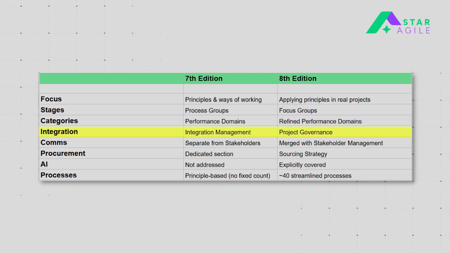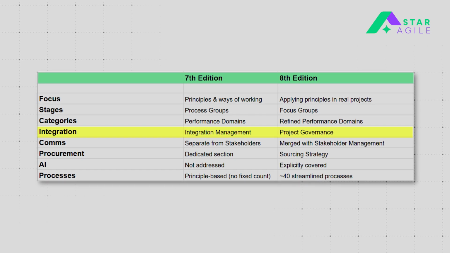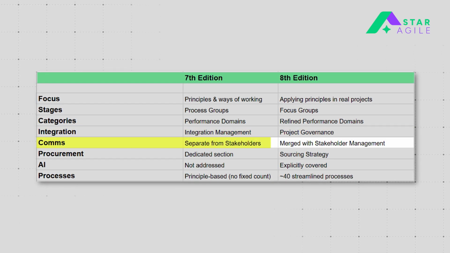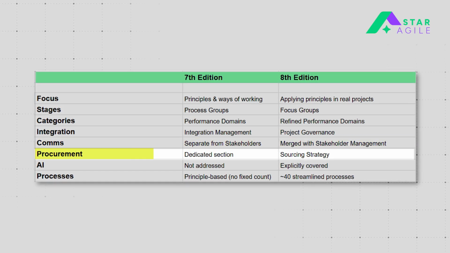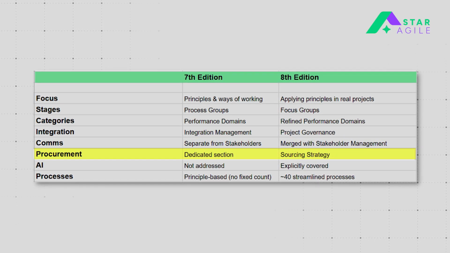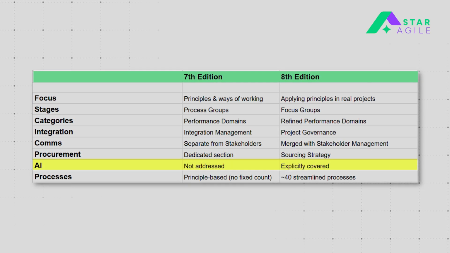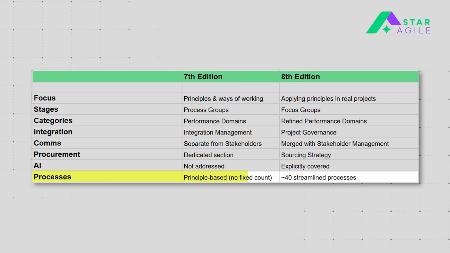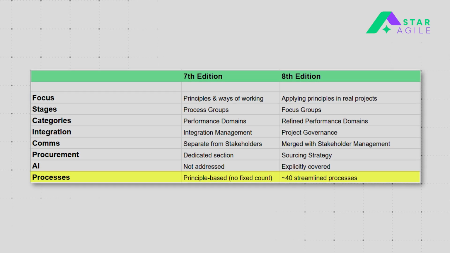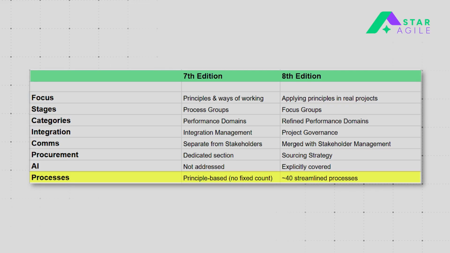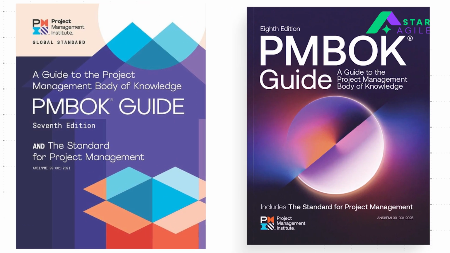Integration management in the 7th becomes project governance in the 8th, meaning more focus on decision-making and control. Communication was separate before, but now it's combined with stakeholder management. Procurement used to be a full section. Now it's simplified into sourcing strategy. AI wasn't really discussed earlier, but now it's clearly included. And finally, processes. The 7th edition didn't fix a number, but the 8th edition brings in around 40 streamlined processes. In short, 7th edition is about understanding, 8th edition is about doing.